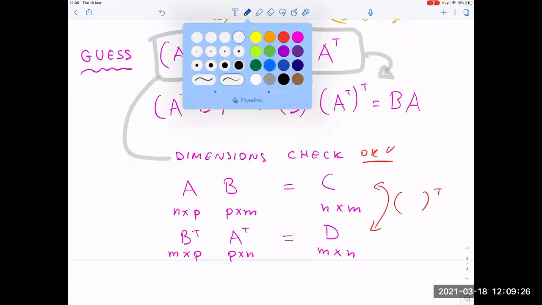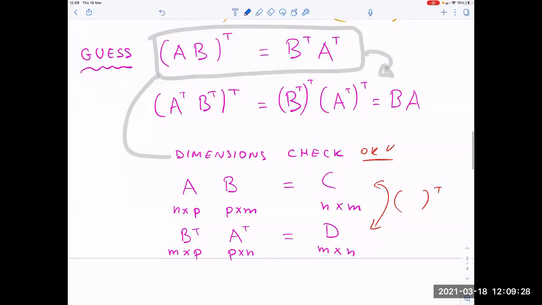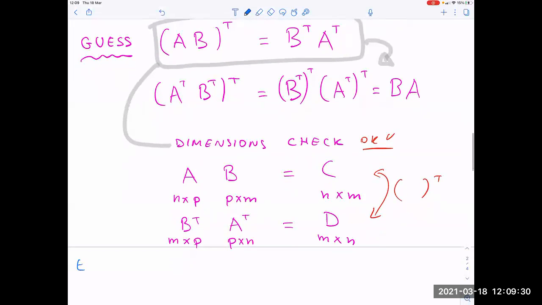Now the next exercise, 3.2, basically asks us to prove that the guess is true. So (AB) transpose is B transpose A transpose. This is what the exercise asks me to do, to prove that I can do this.